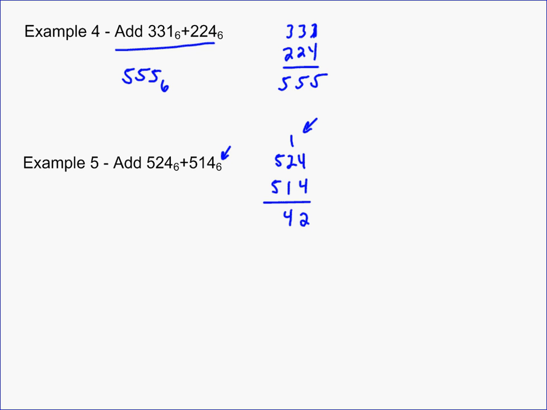5 plus 5 is 10. That means there's 1 216, 36 times 6, and then 4 left over. So there are 4 36's here, and then 1 216. So again, if you're doing it in a different base, you just use that base number to know when your carrying happens. So this answer is 524 base 6 plus 514 base 6 is the same as 1442 base 6.